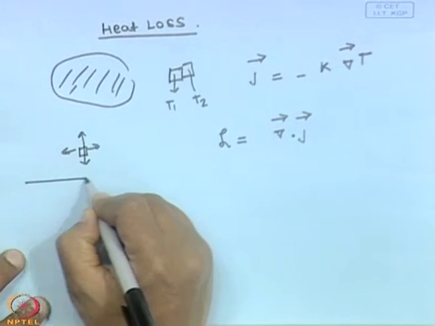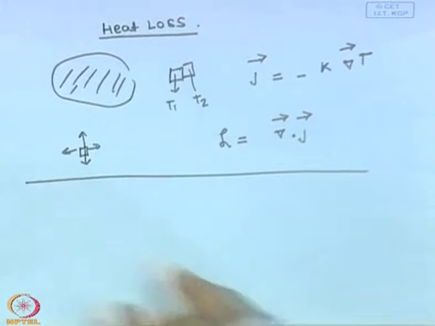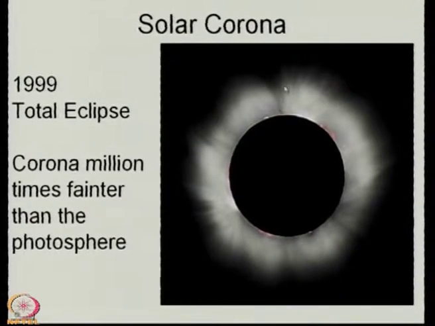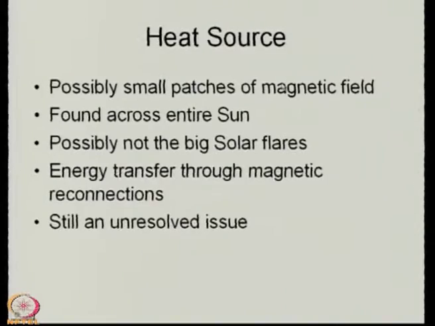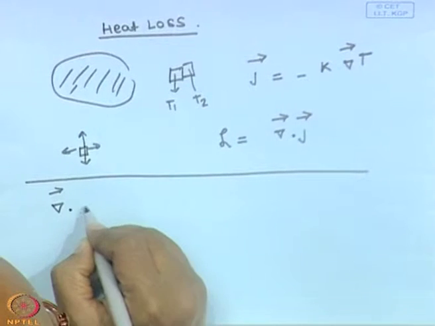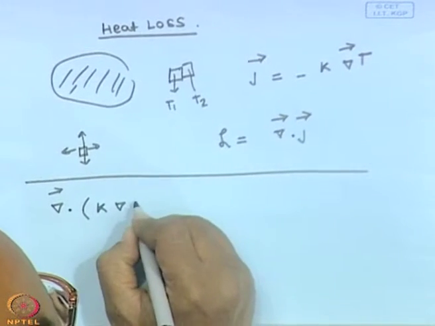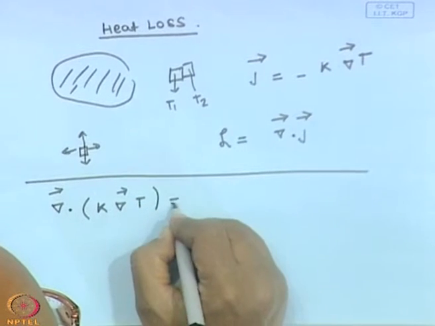In this case, in different parts of the solar corona, the temperature is going to be hottest near the surface, and then the temperature is expected to fall off. So, we are going to have heat conduction, and we will have a current, but the total heat loss per unit volume should be 0. So, in spherical polar coordinates, let me first write down the condition: del dot (K grad T) should be equal to 0.